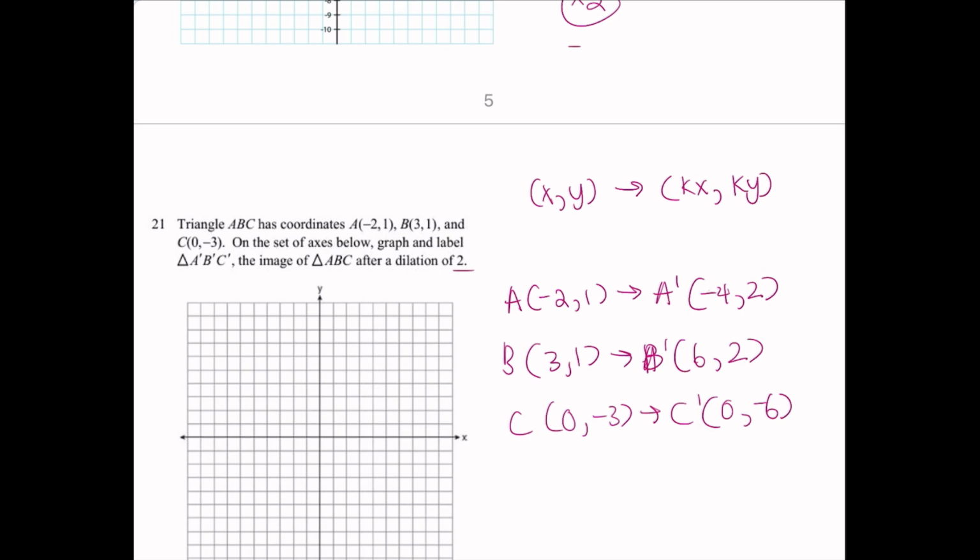So we can just graph that. A prime is (-4, 2). B prime is (6, 2). And then C prime is (0, -6). It's right here. Okay, so this would be the image of triangle ABC.